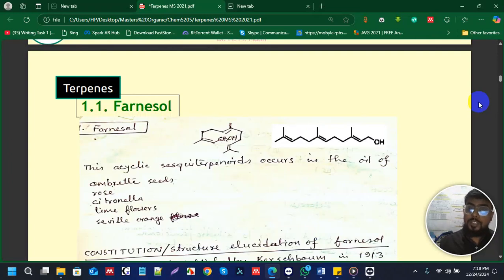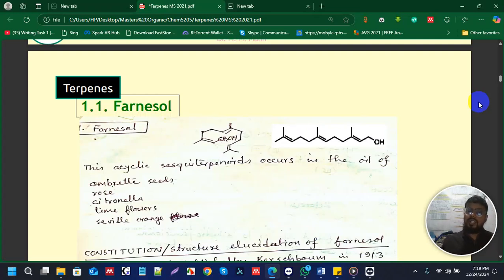Farnesol, from this word, we can guess the functional group: alcohol, like methanol. This term "ol" in organic chemistry addresses an alcoholic group. Farnesol, with "ol", addresses an alcoholic group, like methanol, ethanol. That means we are guessing the functional group that is attached in its structure.